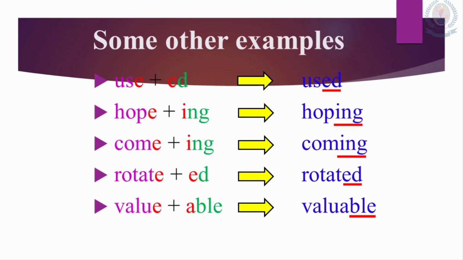First example: use plus the suffix ed becomes used. Hope plus the suffix ing, hoping. Come plus the suffix ing, coming. Rotate plus the suffix ed, rotated. Value plus the suffix able, valuable. As you can see, all the words end in silent E and all the suffixes begin with vowels. So, before you add the suffix, you need to drop letter E and then add the correct suffix.